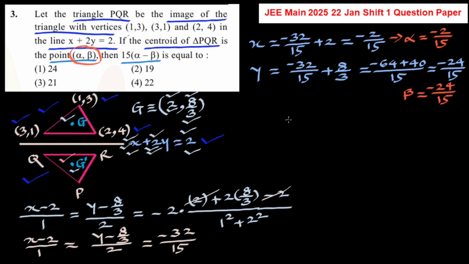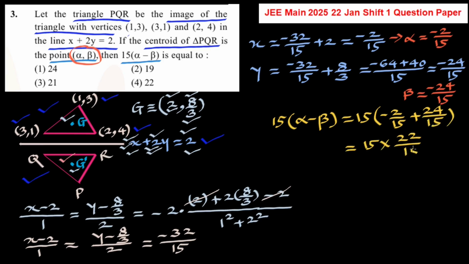Now we have to find the value of 15 into alpha minus beta. 15 into minus 2 upon 15 plus 24 upon 15, 15 into 22 upon 15, cancelling 15, we get 22. Hence the correct answer option is 4, 22.